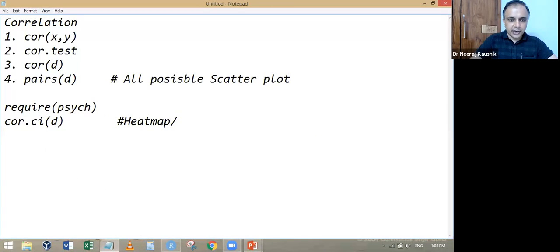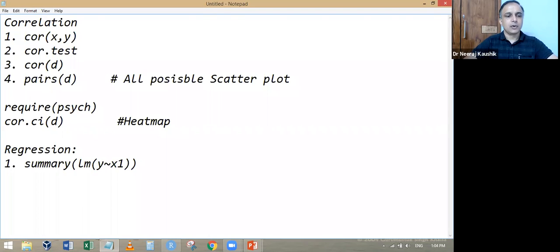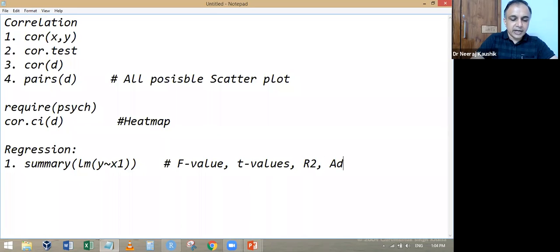Let me write quickly what we have discussed in regression so far. Number one, basically it's LM, linear model, but I will write directly. We always work on summary of LM, y depends on x. Let me call it x1. This gives me simple regression. It will give me three tables. It will give me the F value and the t values, which we have to report. F is a single value, t for the intercept as well as all the possible variables. Third, it gives me the value of r square. It gives me adjusted r square.